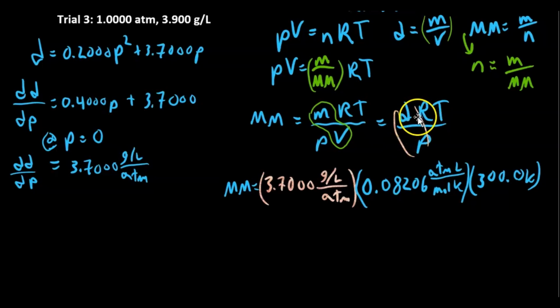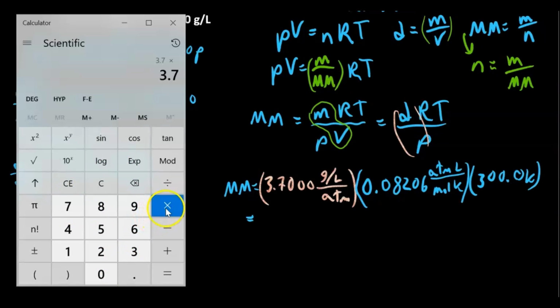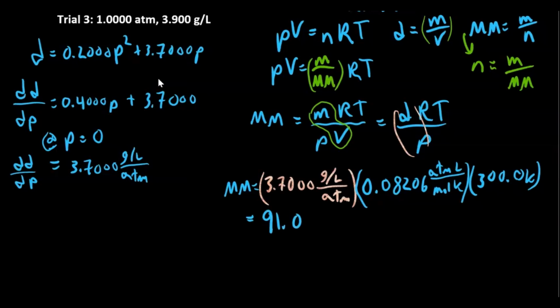So we've got the R and the T, so we'll plug that into our calculator. 3.7 times 0.08206 times 300. Okay, there we go. 91.0866. I think we only have 4 sig figs here. 91.09. And do our units check out? ATM cancels, liters cancel, Kelvin cancels, and all we're left with is grams over moles here.